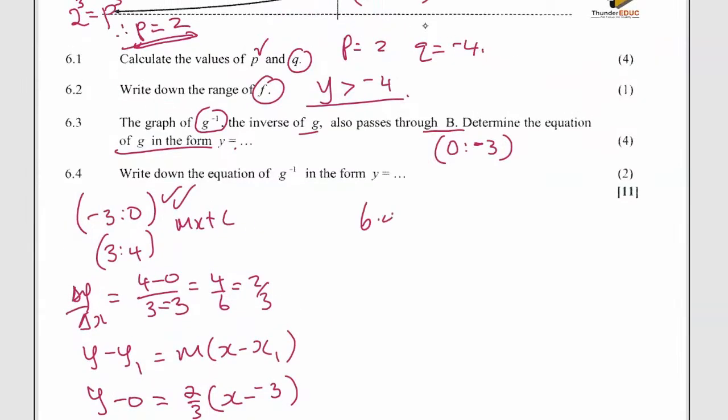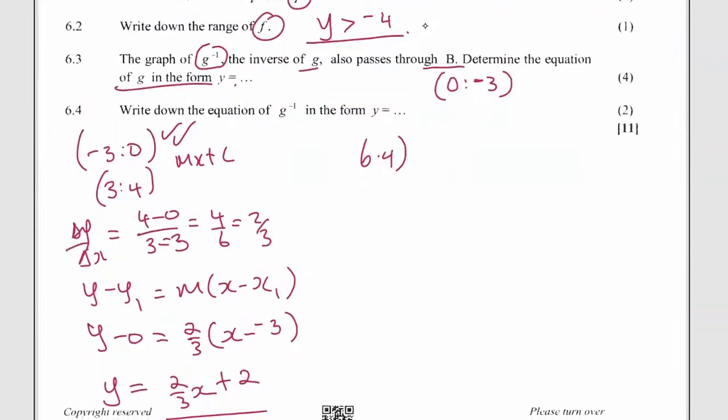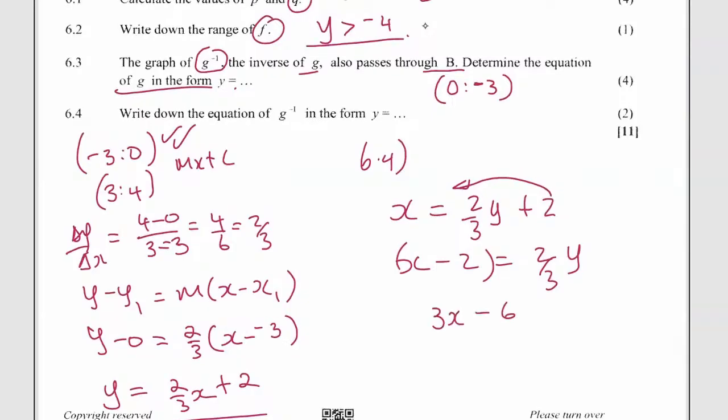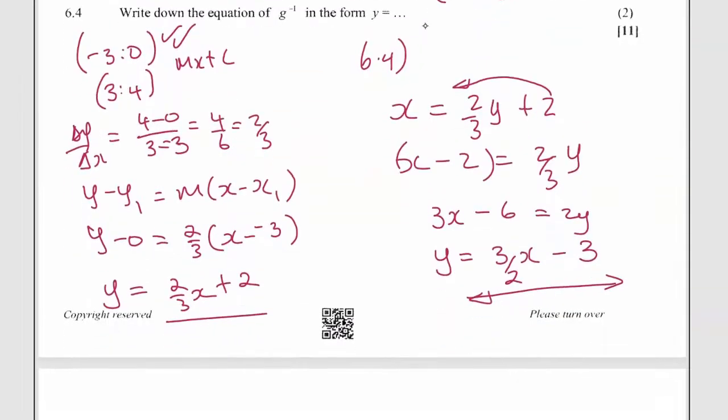Then 6.4, they want us to get the inverse. So with the inverse, let's switch this around. Where there is y, we put x, and where there is x, we put y. So we move this to that side. So it's going to be x minus 2 is equal to 2 over 3 y. And multiply through by 3. It's going to be 3x minus 6 is equal to 2y. Divide through by 2. So y is going to be (3x minus 6) over 2. All right, so that is what we end up with for question number 6.